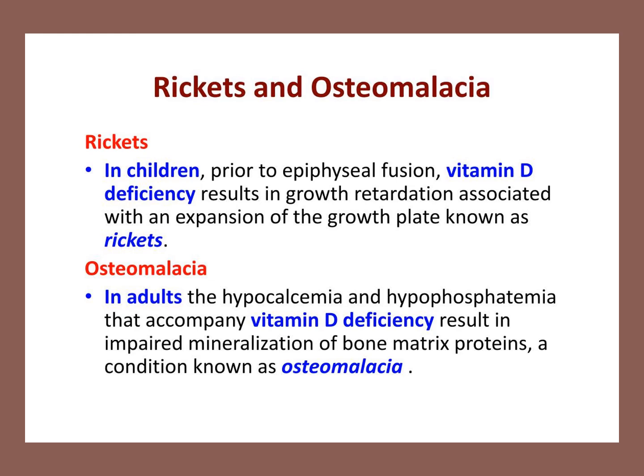Osteomalacia is really the adult form of it. So the hypocalcemia that is caused by the vitamin D deficiency again leads to poor mineralization. Mineralization just means the calcium and the phosphate that's being put down on the bone matrix. And it leads to a softening of the bone in a condition that we call osteomalacia.